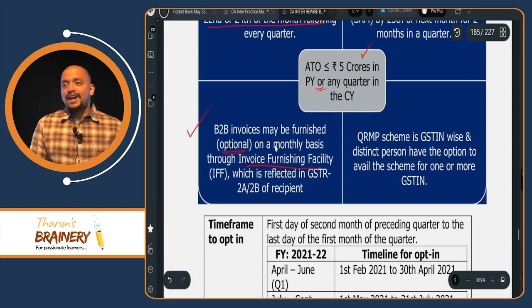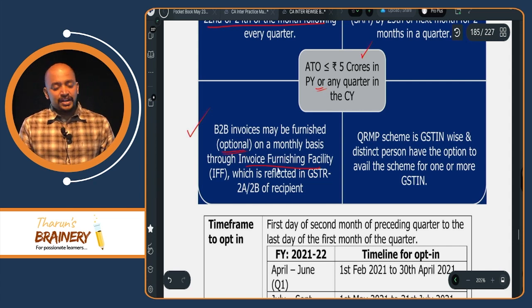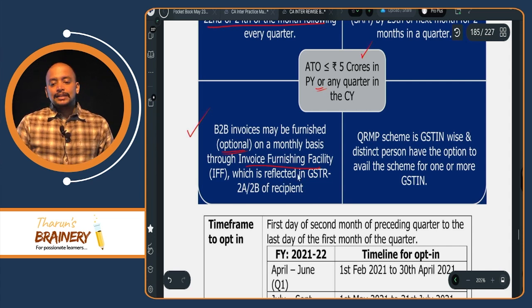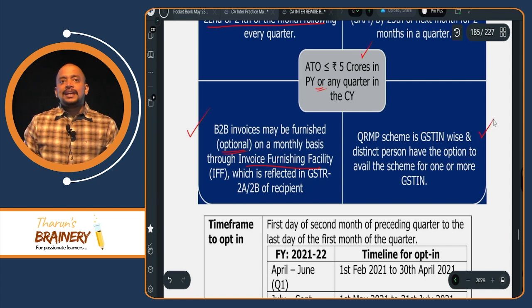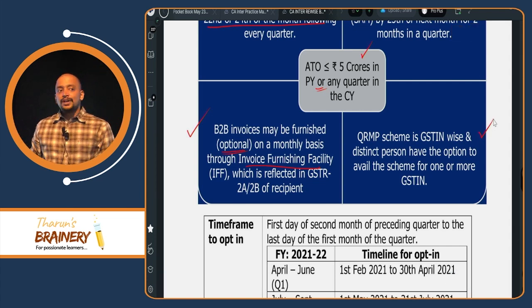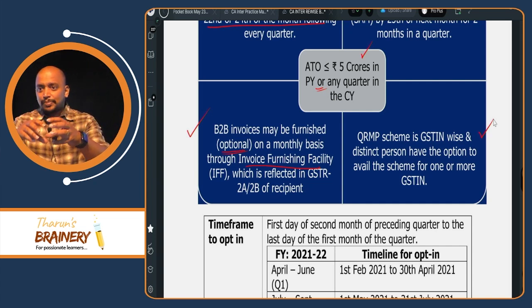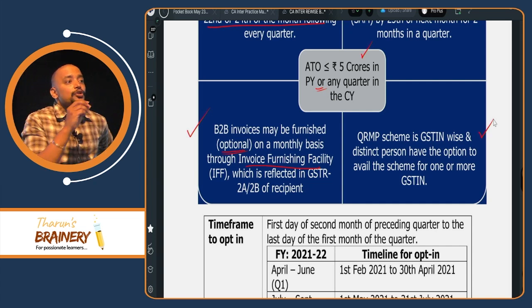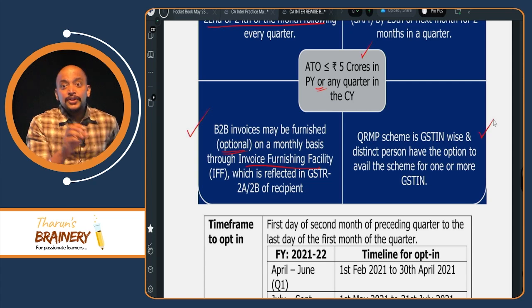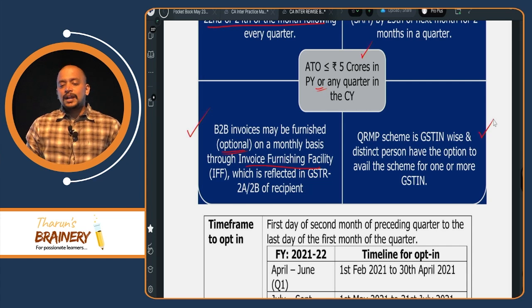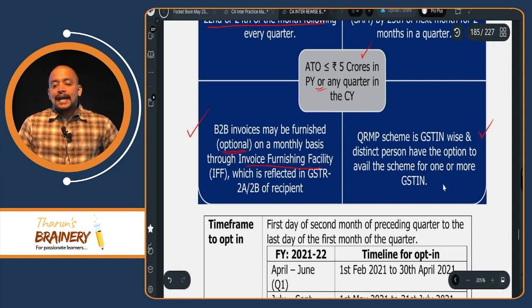Optional. Suppose if I add these B2B invoices in IFF, it will be reflected in 2A or 2B of the recipient. Then this QRMP is not like the composition scheme, all in, all out. For example, I have 4 registrations, a few registrations with quarterly return, a few with monthly return. Can I do that? Yes. QRMP scheme is GSTIN wise, and a distinct person has the option to avail the scheme for 1 or more GSTIN.